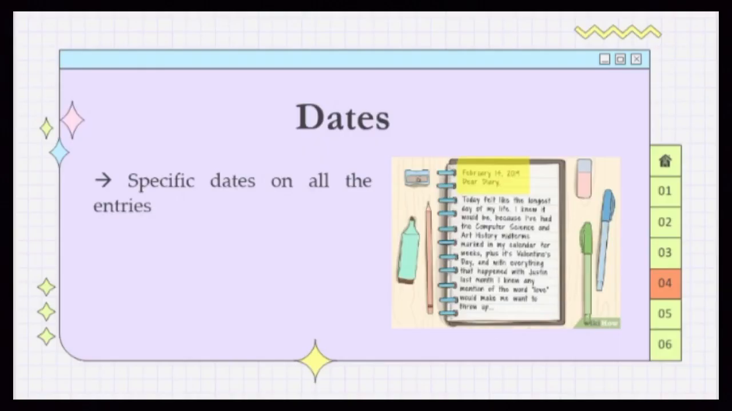Fourth is the dates. Of course, all entries must have a specific date in order to facilitate proof of evidence of the student's growth over time. Here we can identify when the student performed the activity.